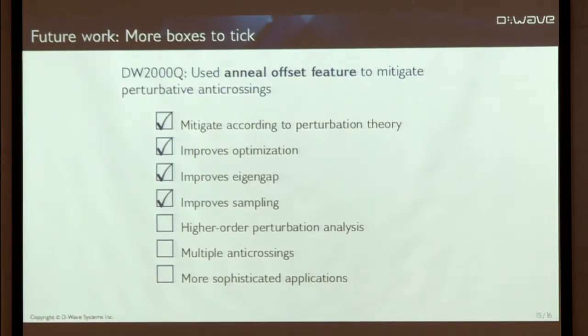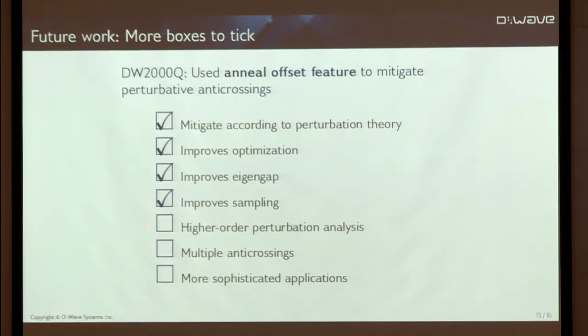We also need to consider the problem of mitigating multiple anticrossings. We know that this can happen. And we need to look at more sophisticated applications. So this is an invitation for people to work on this stuff, because we now have too many control knobs to do all this research, even superficially by ourselves. So I'm really looking forward to outside researchers getting access to these anneal offsets.